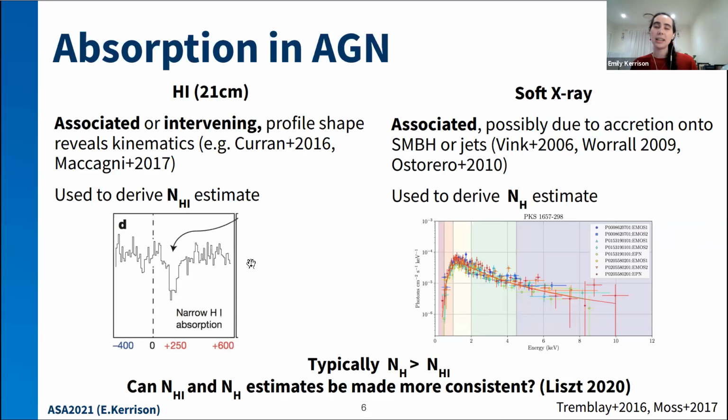Now, there is some evidence that we can tell from the shape of this absorption profile whether it is associated or intervening, and this also tells us a little bit about the kinematics of the gas. Most importantly, H1 absorption allows us to derive an estimate of the column density of neutral hydrogen along our line of sight. So that's one thing I'm interested in.